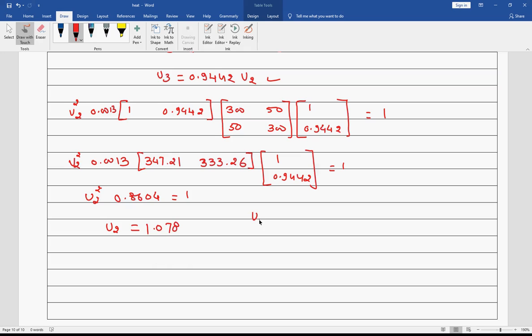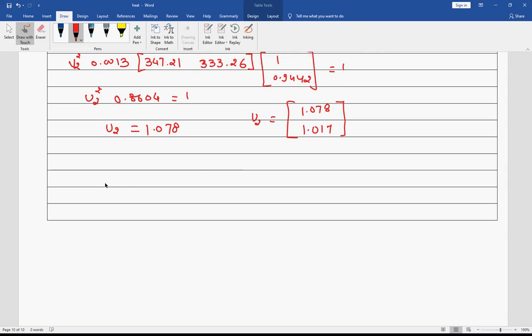So I can write my U2 matrix as 1.078 and 0.94 times this value, that is 1.017. So this is my U2.